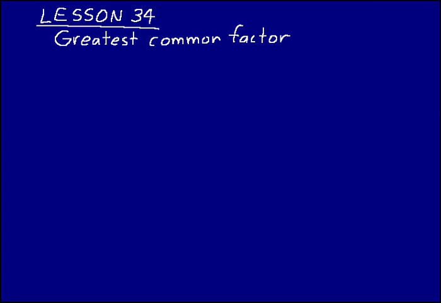For example, if you had these two numbers, 20 and 60, they both have a 20 in common. That would be the greatest common factor, because in 60, 20 times 3 is equal to 60. 20 is a factor of 60. So the greatest common factor that they both have would be 20.